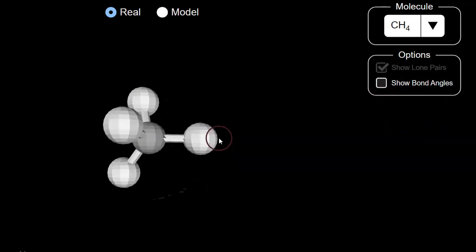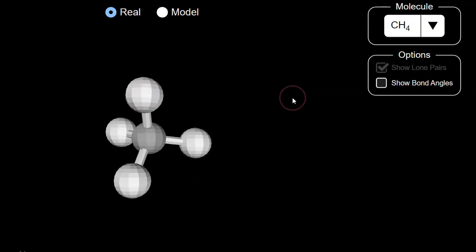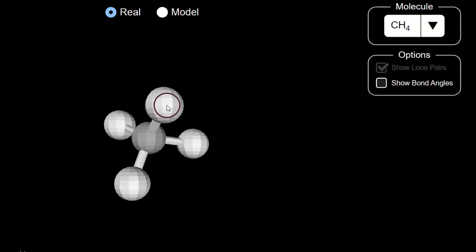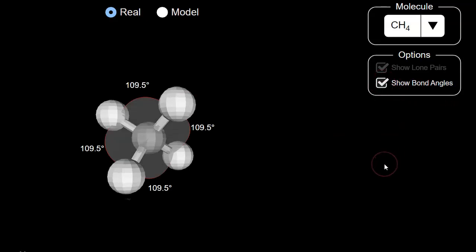This one here is CH4, or methane. This is a tetrahedral molecule. The four hydrogen atoms are physically as far apart as is possible in three-dimensional space. And that occurs when the bond angles are 109.5 degrees.